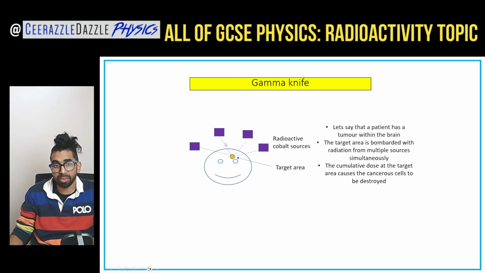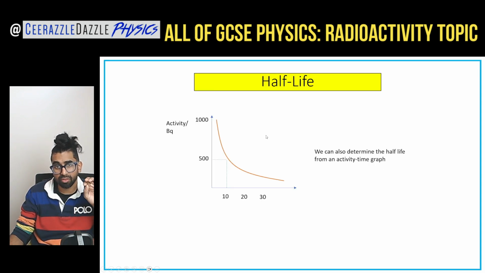So yes, alpha, beta and gamma are all ionizing, and yes, they can lead to changes in your DNA and therefore mutations and lead to cancer, but as you can see, it can be used to treat cancer as well. Right, so the half-life and half-life calculations.